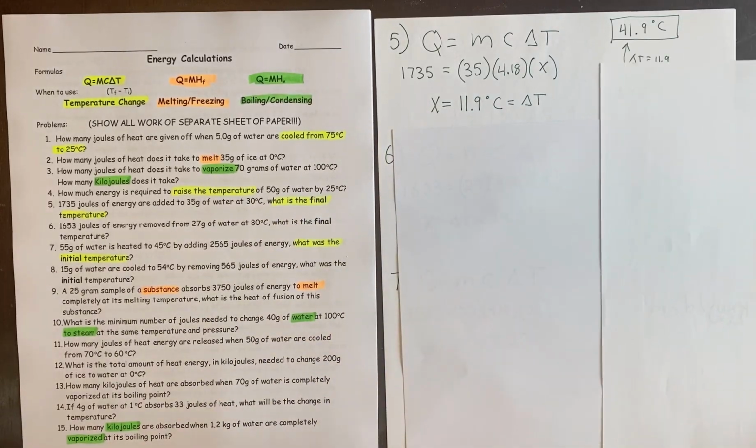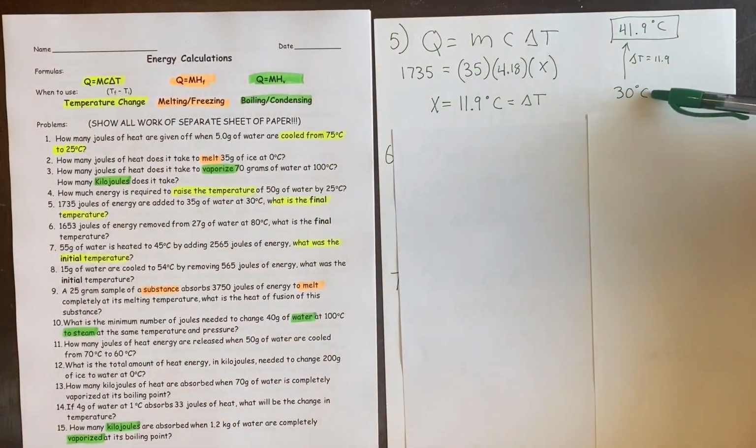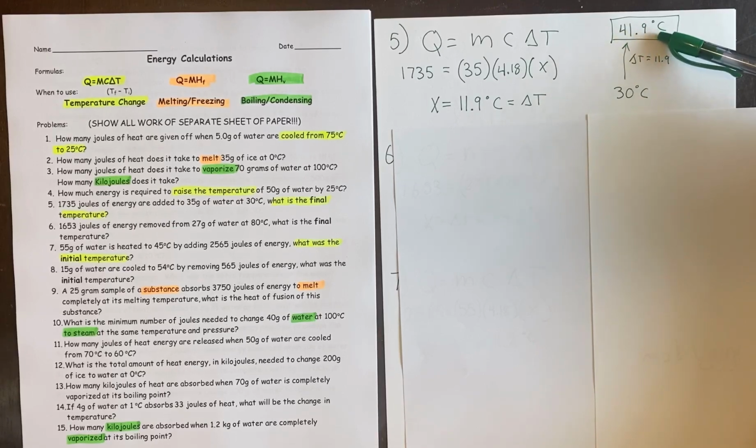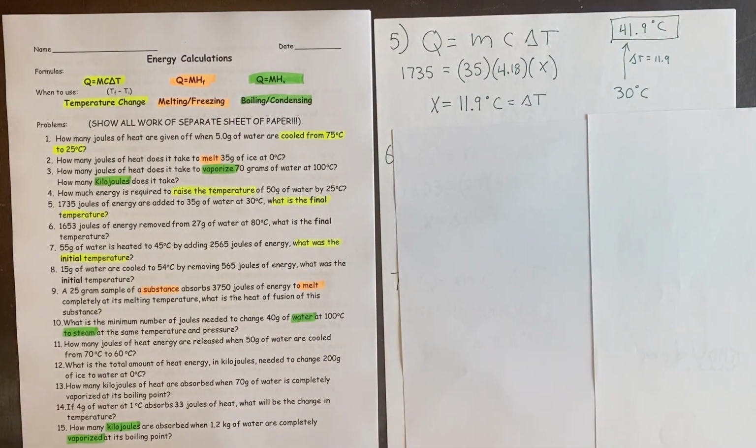It goes up by delta T. So that means that the final answer is that the water was at 30. I added the energy when it went up by 11.9. So the new temperature would be 41.9 or 42. That part doesn't matter. Rounding's not that important. So that's the easiest way to do these questions.